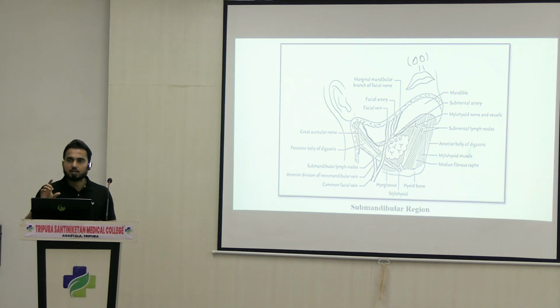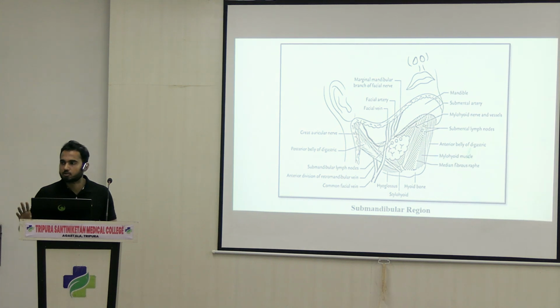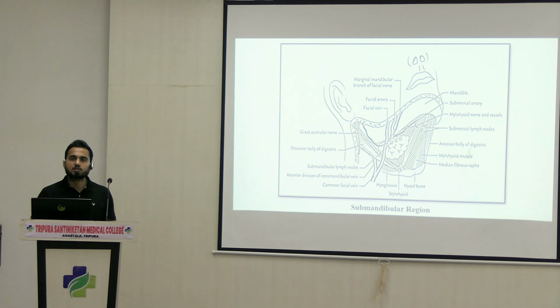Now, in the submandibular region, the important structures you can see in the diagram, first of all, are the suprahyoid muscles. If you remember, how many suprahyoid muscles are there? Four suprahyoid muscles are there. Next, apart from the suprahyoid muscles, we have seen the extrinsic muscles of the tongue.